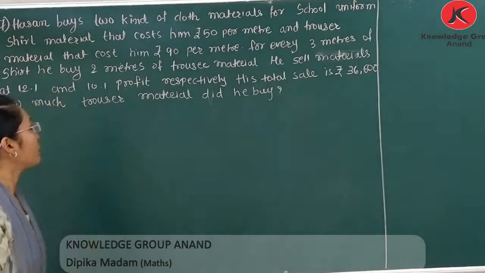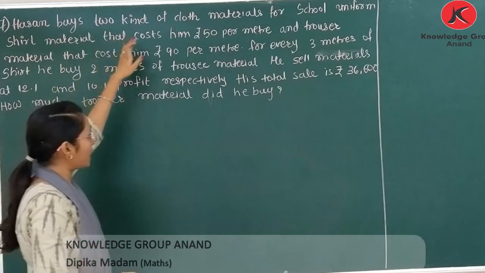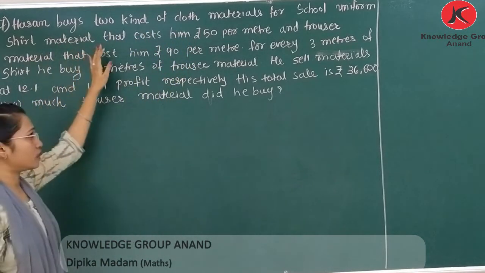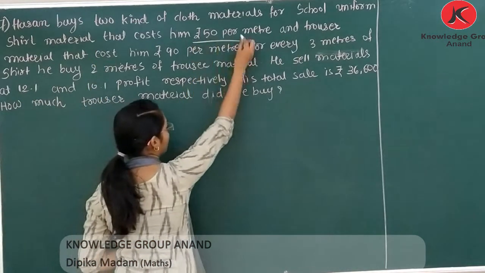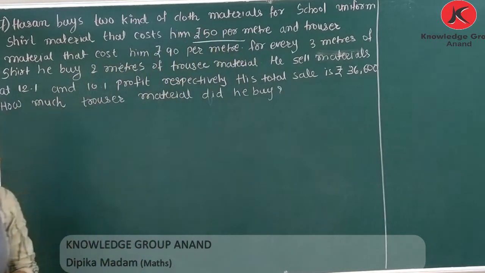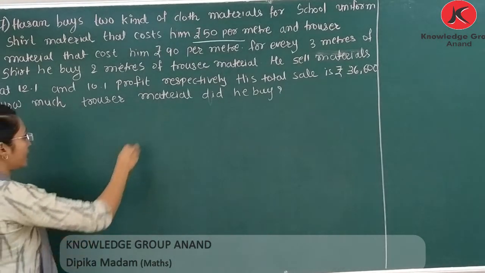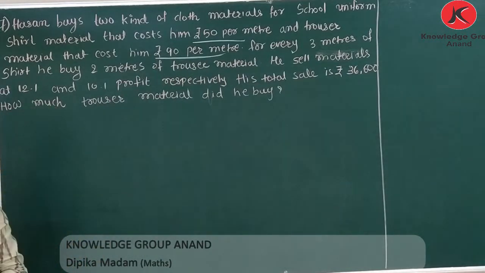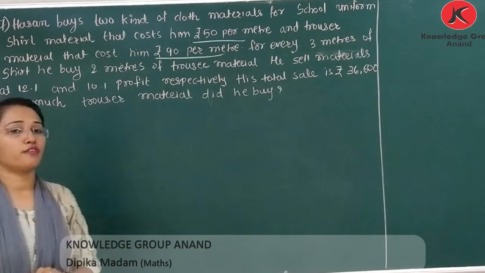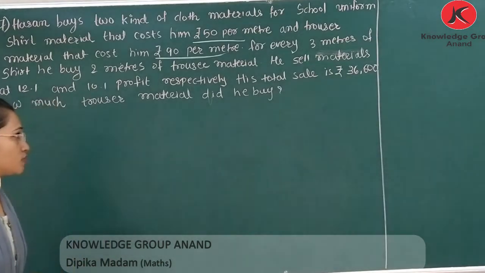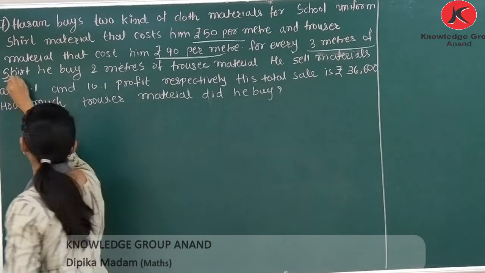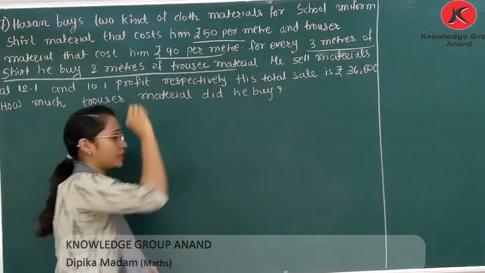Example 7. Hassan buys two kinds of cloth materials for a school uniform. Shirt material that costs him rupees 50 per meter, that means the shirt material costs 50 rupees per 1 meter, and trouser material that costs him 90 rupees per meter, that means what is the cost of trouser? Trouser material is 90 rupees per 1 meter. For every 2 meters of shirt material, he buys 2 meters of trouser material.